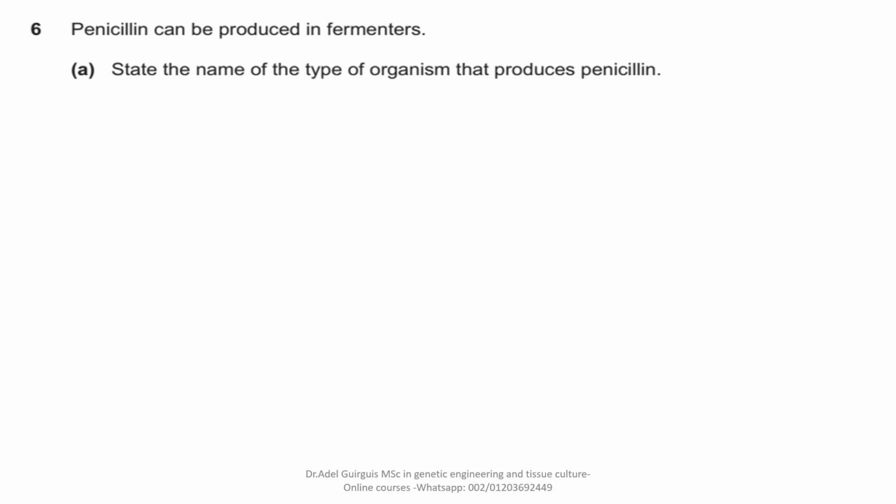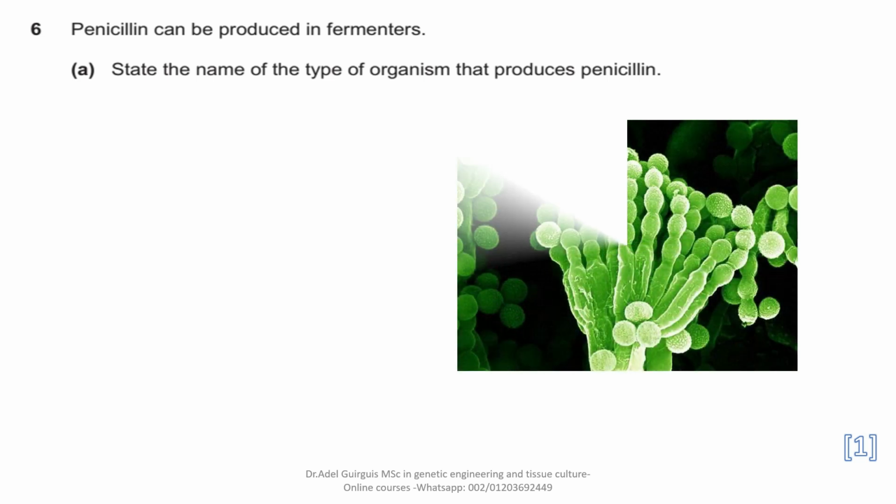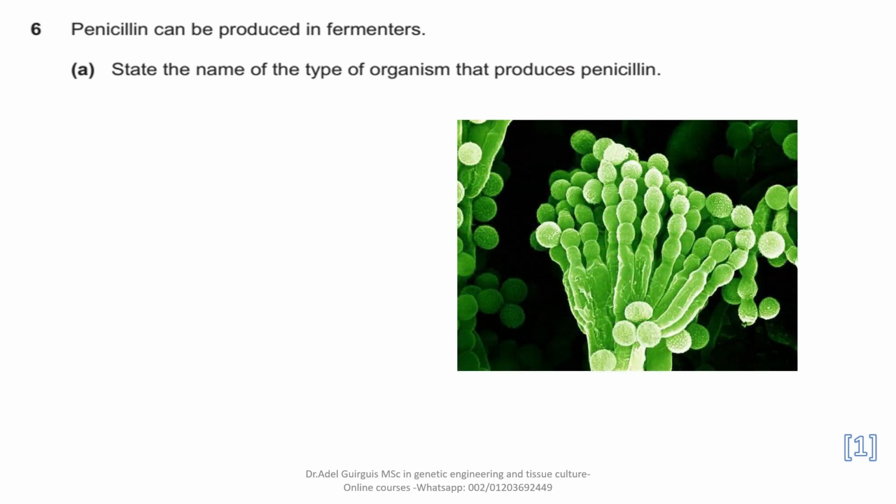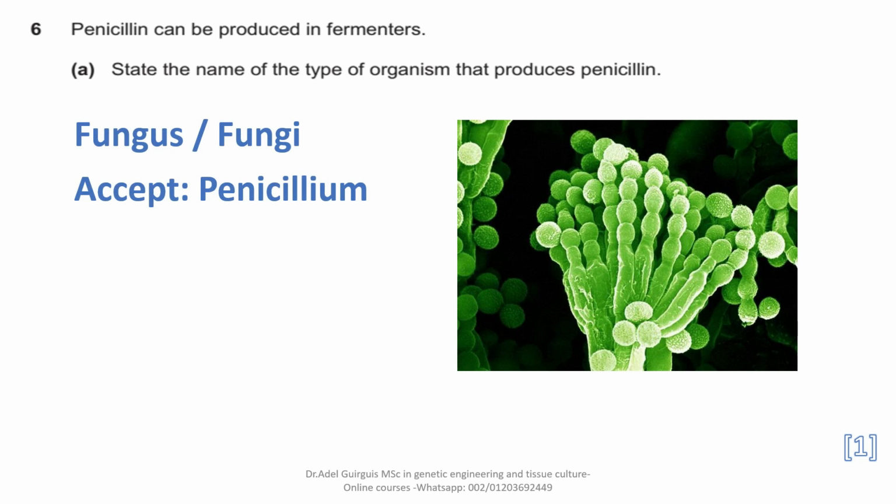Now we reach the last question, about penicillin that can be produced in fermenters. Name the type of organism that produces penicillin. Penicillin comes from Penicillium, from fungus, or fungi, like this Penicillium. Fungus or fungi, and Penicillium can be accepted in your answer. Okay, look please.